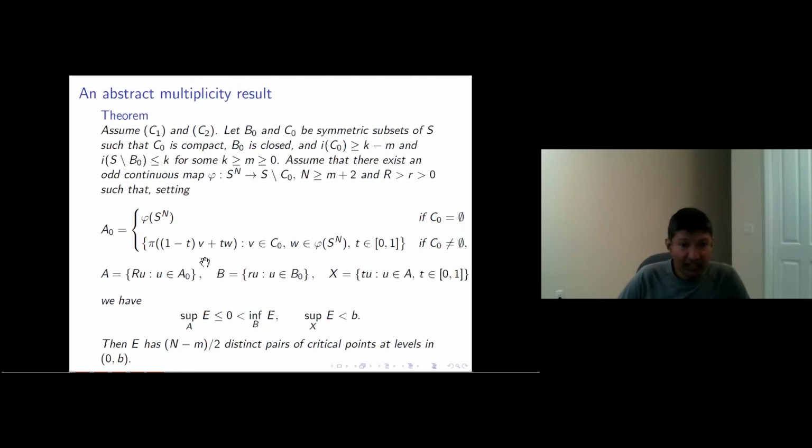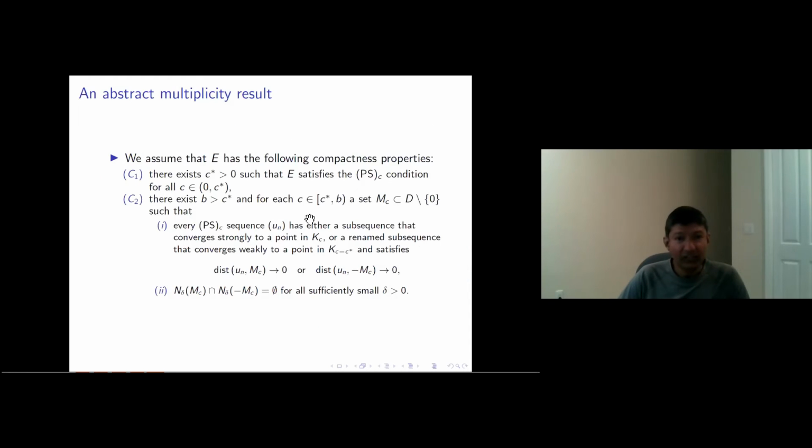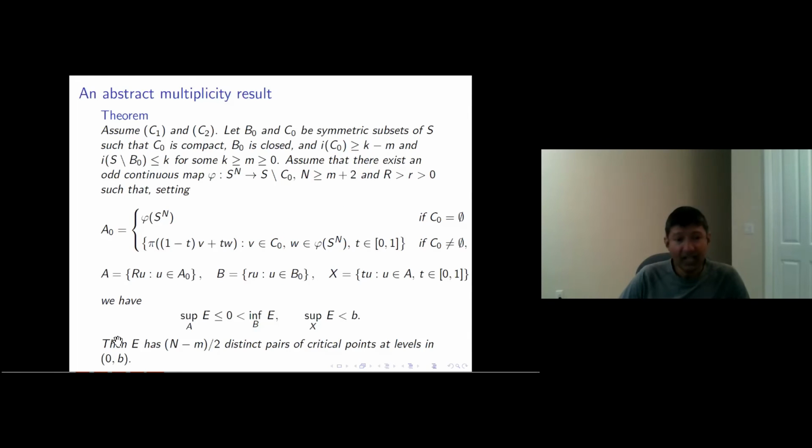So with these sets, assume that E is less than or equal to 0 on A, and E is uniformly positive on B, and on X, E is uniformly smaller than B. Remember that this B is the B that appears in the condition C2. Then the conclusion is that this functional E has n minus m over 2 distinct pairs of critical points at levels between 0 and B.